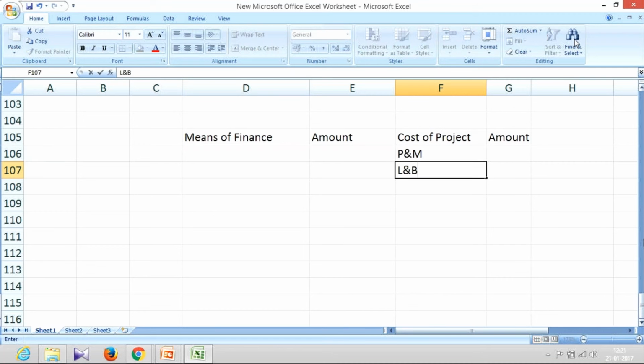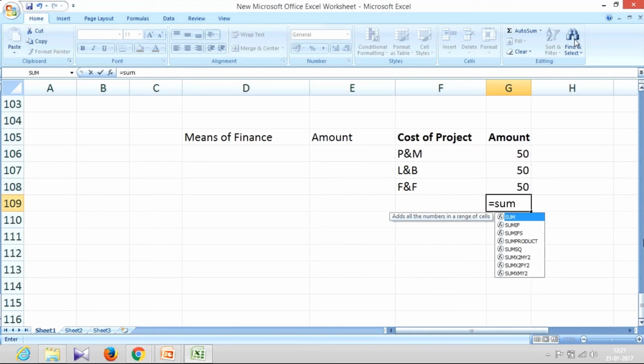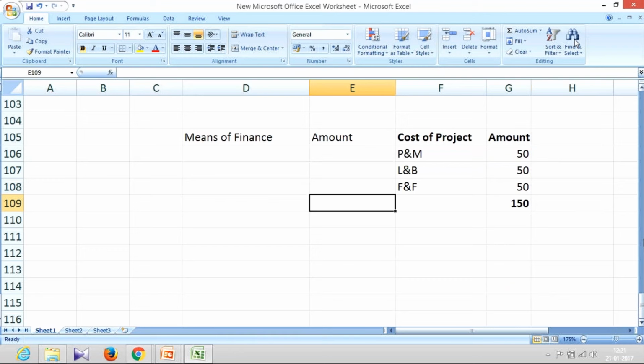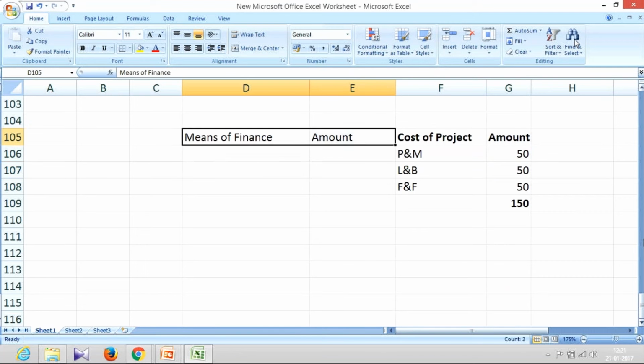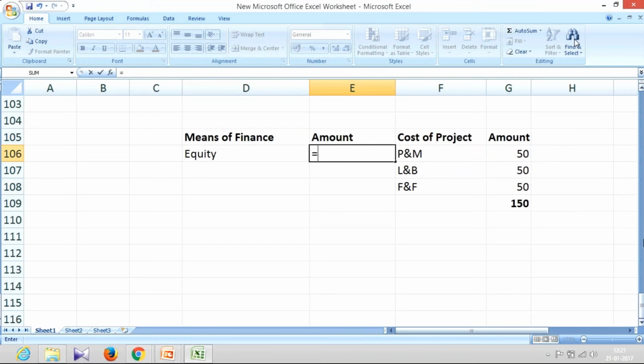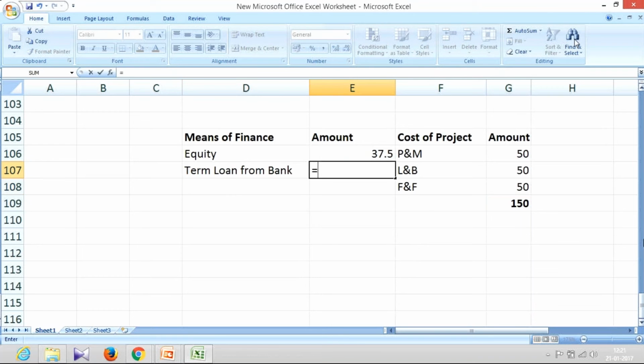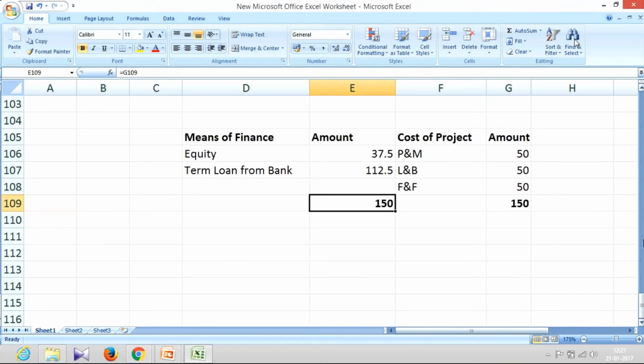Your cost of project, let's say, demands various assets, say plant and machinery, land and building, furniture and fixture. All this put together, you have to spend around, say, something like 150, let it be in lakhs or millions. You are going to fund this project with equity of 25%. This 150 into 25%, 37.5 is coming from equity, and the balance is coming from term loan from bank, 150 minus 37.5, that is 112.5. So you have the same 150.